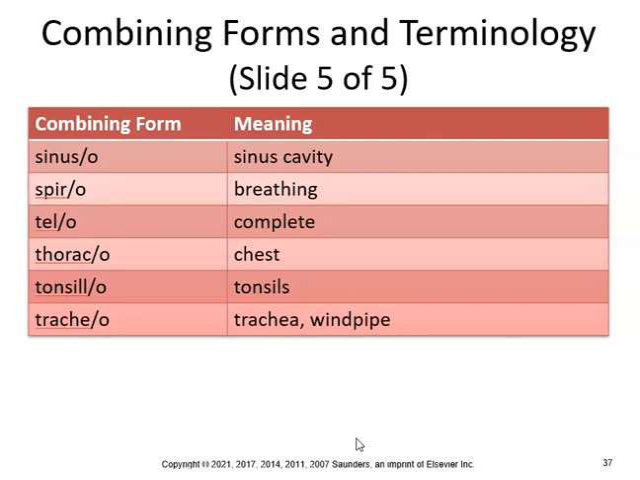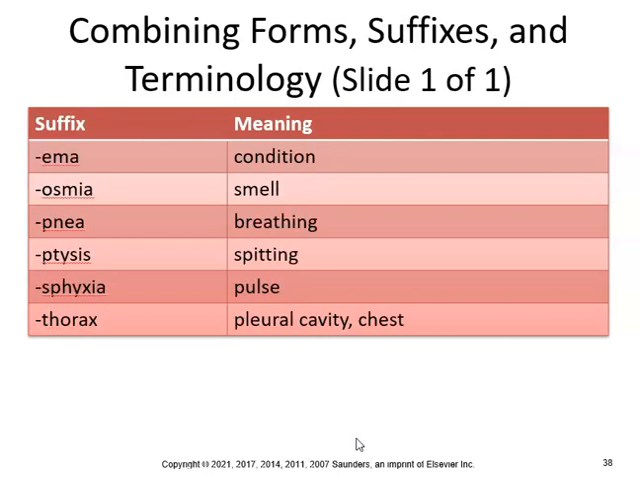Thoracic, chest. Tonsils, tonsillectomy, removal of the tonsils. And trachea, like a tracheotomy, is incision of the trachea, or tracheal pertaining to the trachea. And then emma would be a condition. Pnea, breathing. Osmia, smell. Apnea, dyspnea. Ptysis, spitting, so hemoptysis. Phyxia, pulse. And thorax is chest. So there you go.